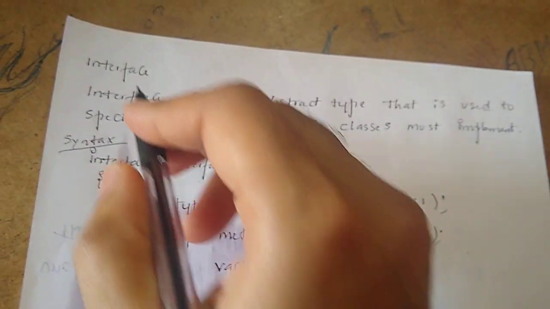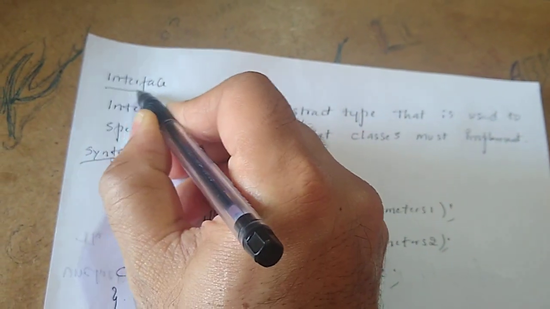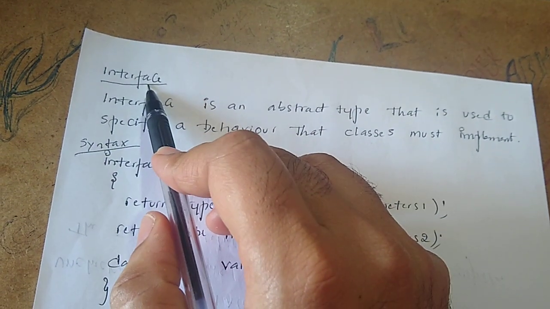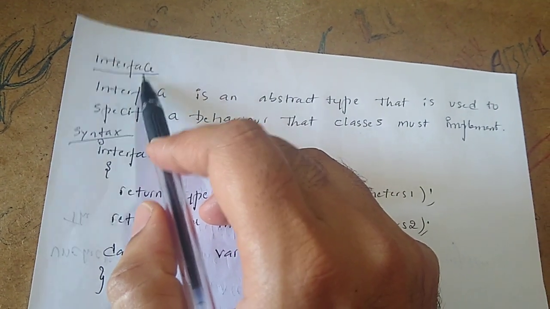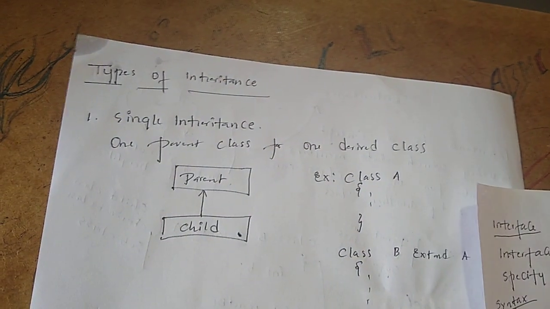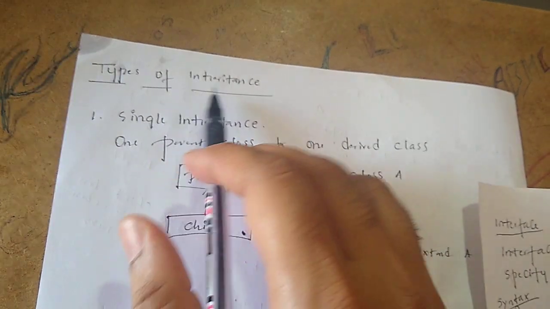So hi everyone, in this video I'm going to explain a concept called interface. Before going to this concept of interface, first we have to understand why we need interface. If you want the answer for why we need interface, first we have to understand the types of inheritance.